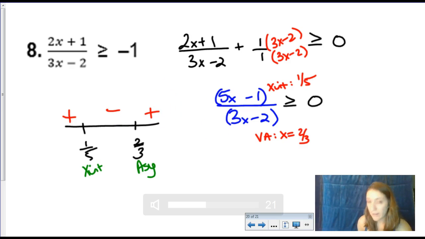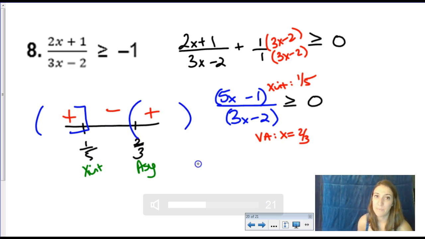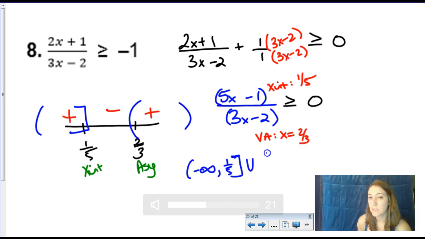So where is my function greater than or equal to 0 would be this interval, but remember, equal to 0. So we can count this one, cannot count that one. So negative infinity to 1/5, including 1/5. Jumping all the way over to, not including it, 2/3, because it's an asymptote, to infinity.